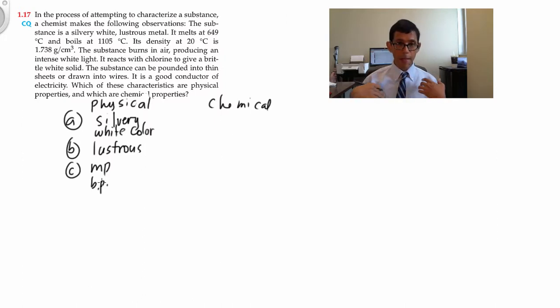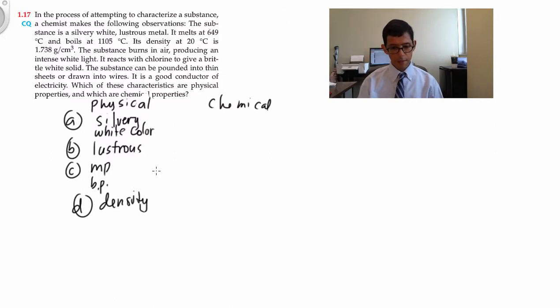In observing the melting point, it just changes from a solid to a liquid, but it's still the same stuff. And observing the boiling point, it just changes from a liquid to a gas, but it's still the same substance. Just like water, it goes from ice to liquid and liquid to vapor, but it's still water. Just different phases. So melting point and boiling point are physical properties. D. Density is also physical.